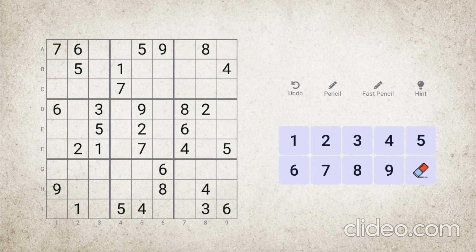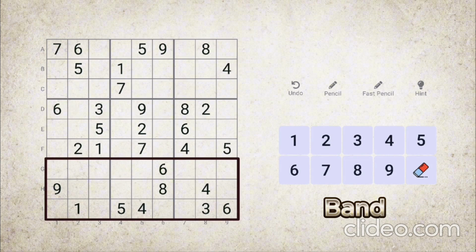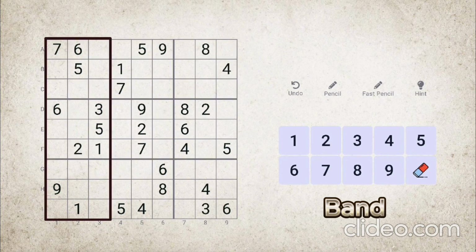Next word is band. Band is a very rarely used term in Sudoku, but still let's understand it. A group of 3 blocks that are in one row or in one column is called a band. Let's see an example. These 3 are in the same row, so this is called a band, and there are 3 bands like this. Similarly, there are also 3 bands in Sudoku that are formed in columns like these.